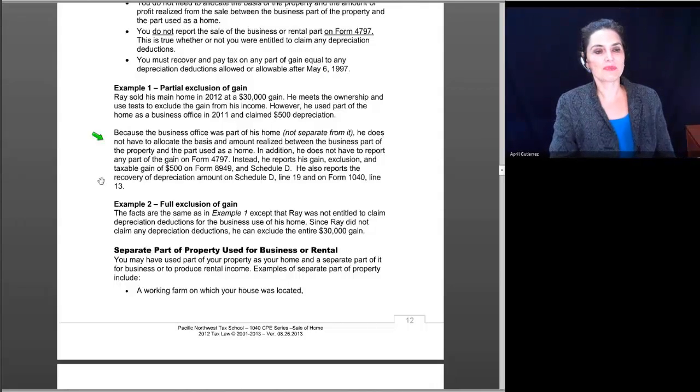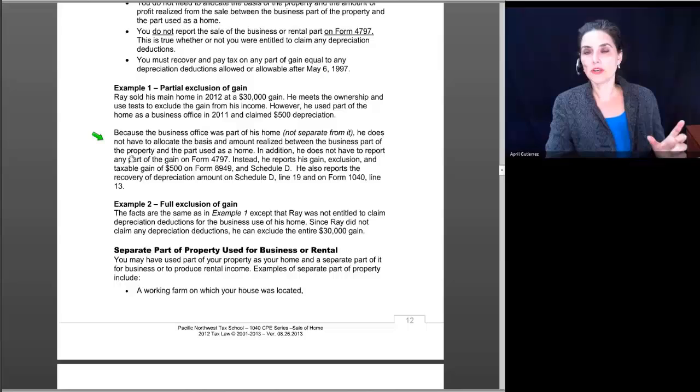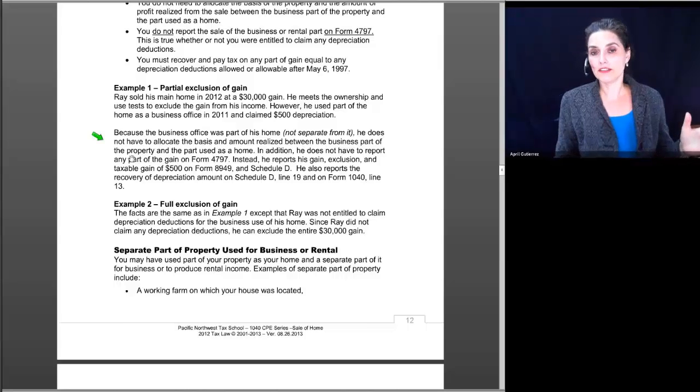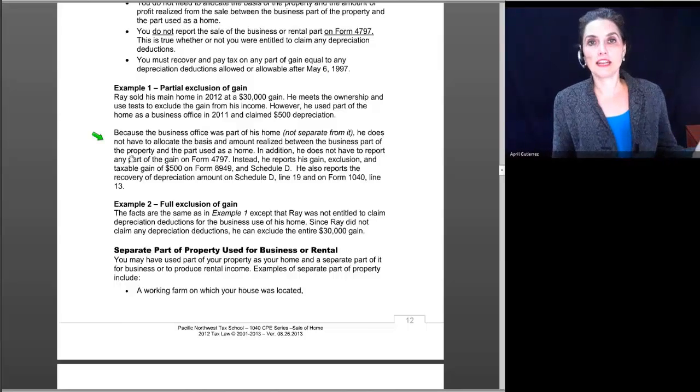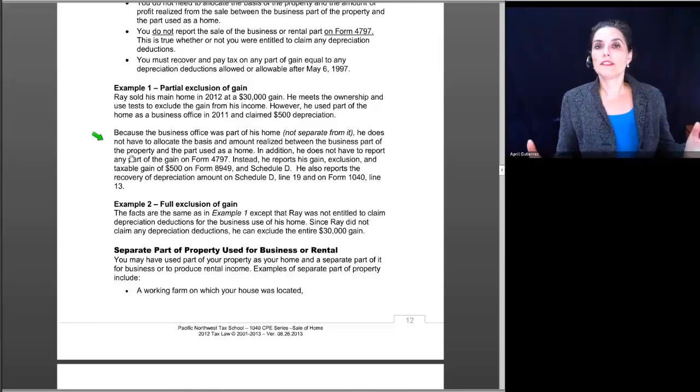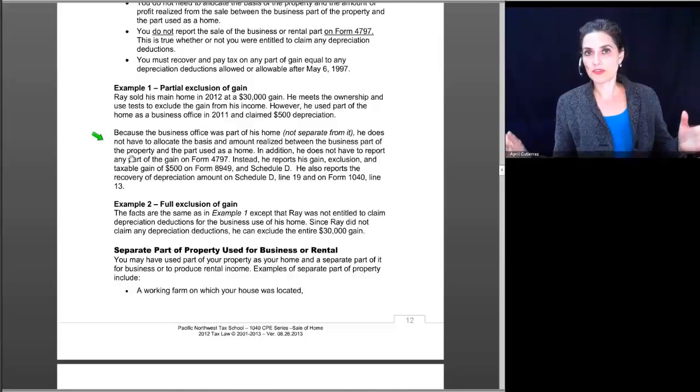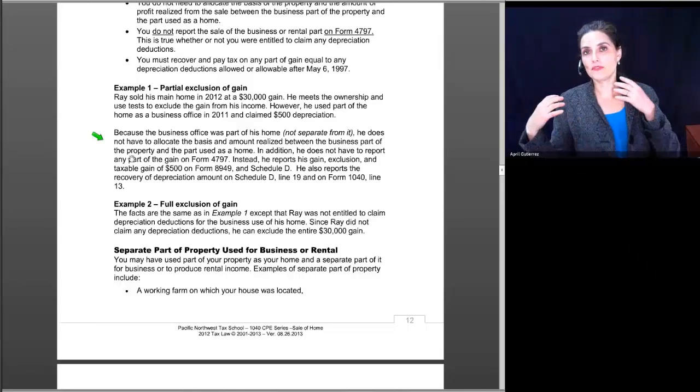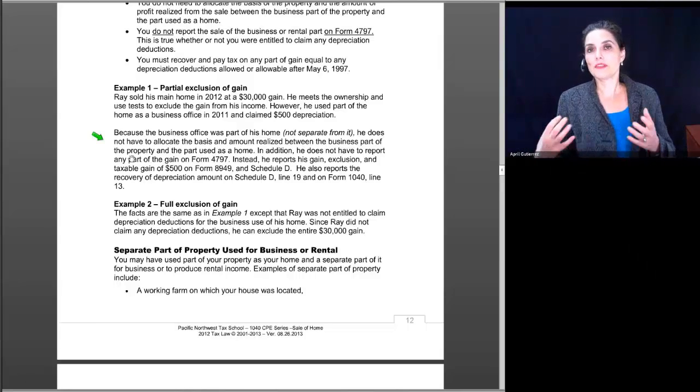He also reports the recovery of depreciation amount on Schedule D on line 19, as I showed you earlier with Chloe, that line 19 number, and on Form 1040, line 13. So ultimately, he's going to report the sale of his home, and the reason he's reporting the sale, let's just assume he didn't even get a 1099-S, is that he claimed $500 of depreciation after May 6, 1997. So he completes the 8949. He shows the cost basis. He shows the sales price. He figures what his gain is.